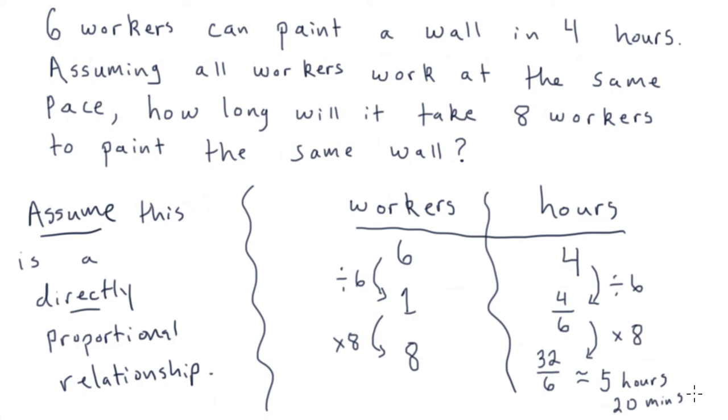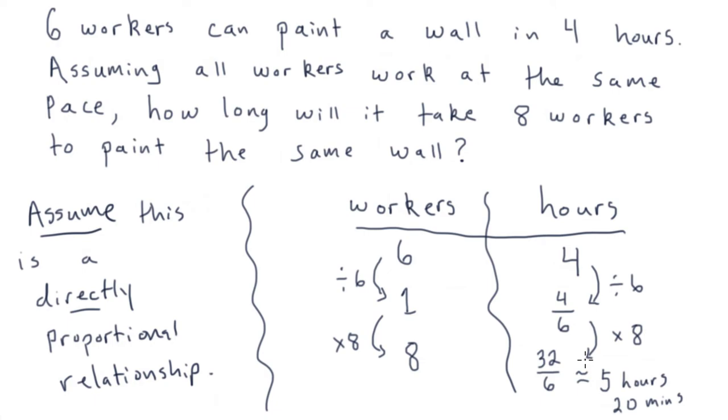Okay. So, I don't know, what do you think? Does that make sense? So just step back and we just set up the proportion. 6 is to 4 is 8 is to blank. Okay, 8 is to 5 1/3, which is 5 hours and 20 minutes. And we're done.